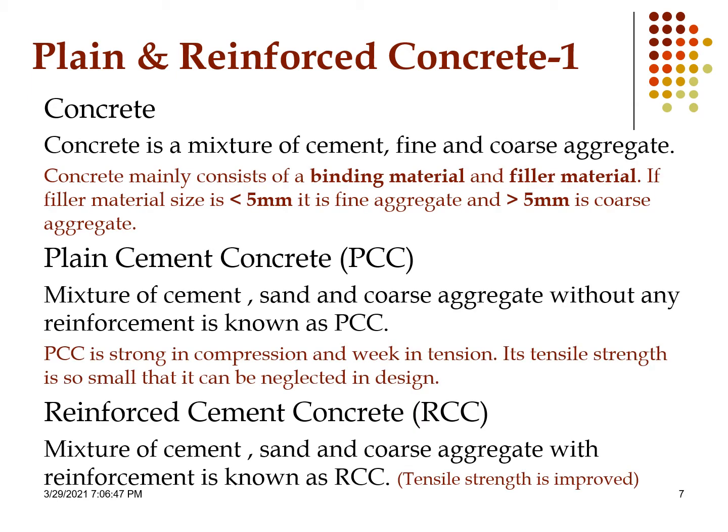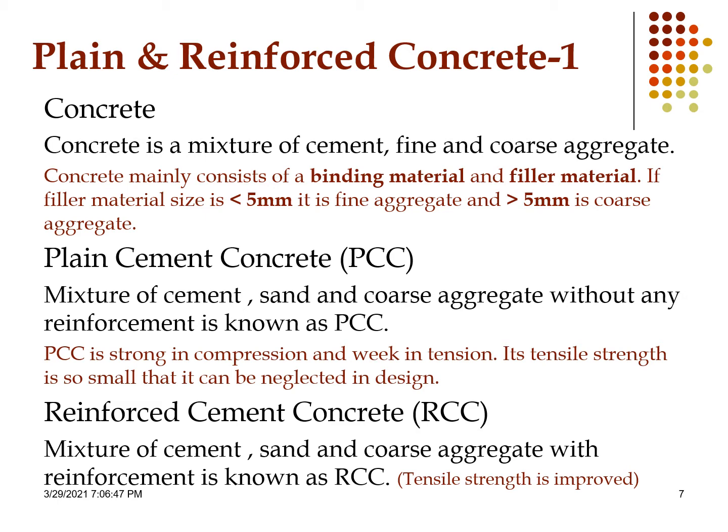Concrete. Concrete is actually a mixture of binder material, fine aggregate and coarse aggregate. Binder material is most likely cement, fine aggregate is sand, and coarse aggregate is crush. There is a limit between fine and coarse aggregate. If our particle size is less than 5 millimeter or 4.75 millimeter, we can say that it is fine aggregate. And if our particle size is more than 5 millimeter or 4.75 millimeter, we call it coarse aggregate.